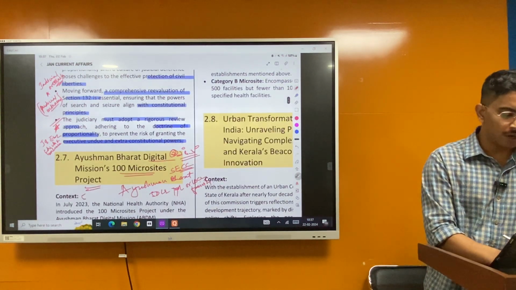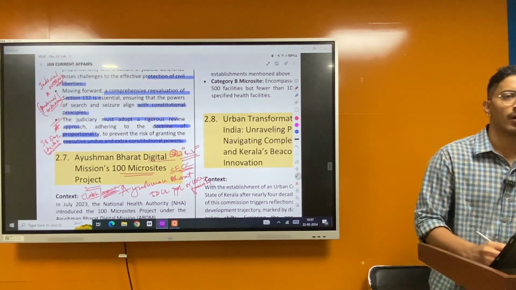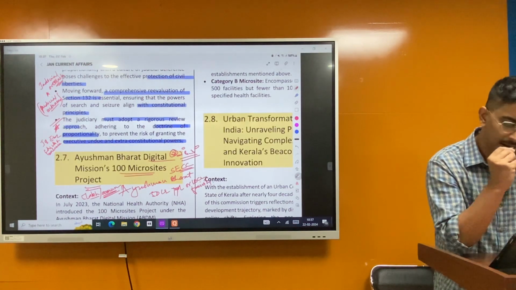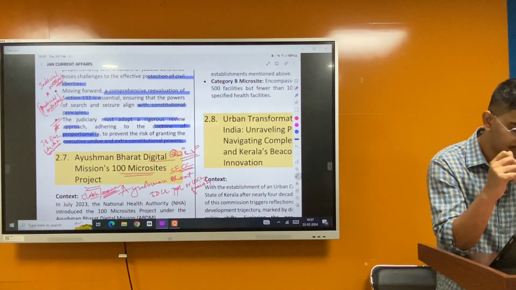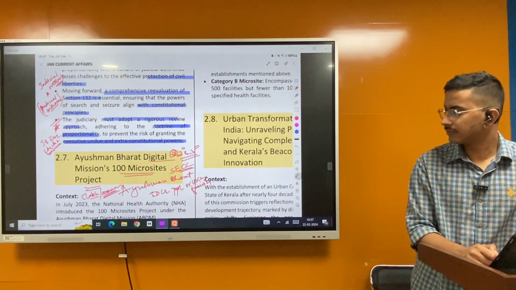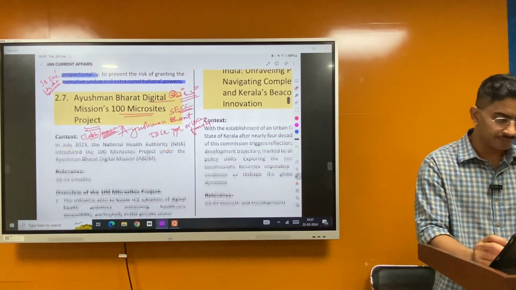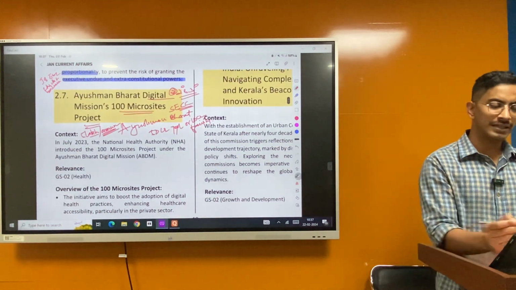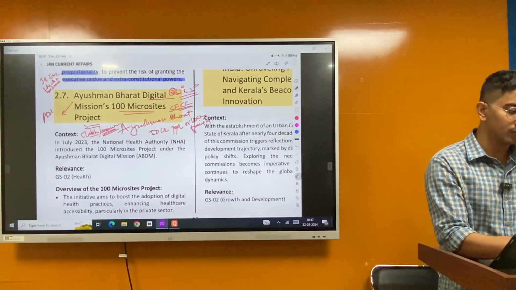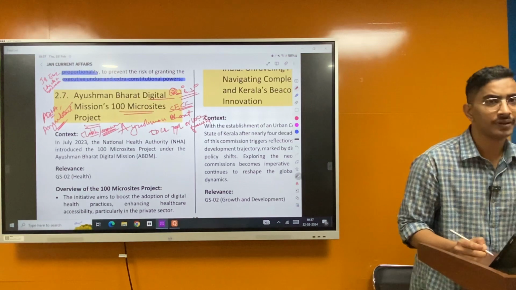And what does it provide? Up to 5 lakh per annum insurance. So just remember all these things. Clear? Now recently this has been extended to ASHA workers also and Anganwadi workers. In the recent budget, we have seen this. So it's a great step towards inclusivity.